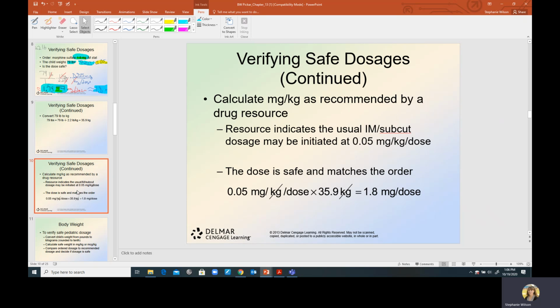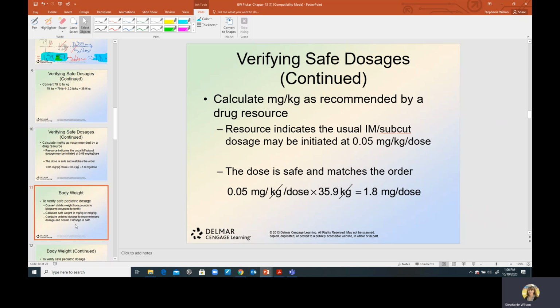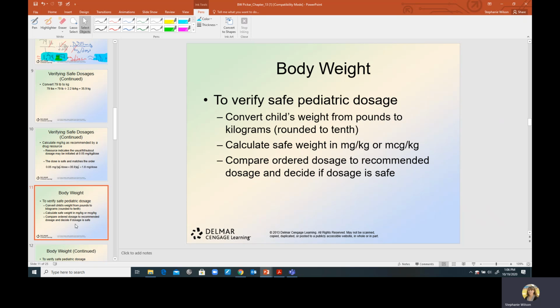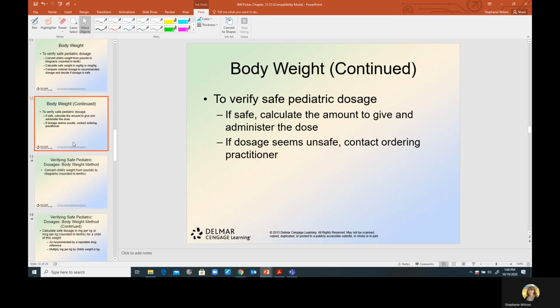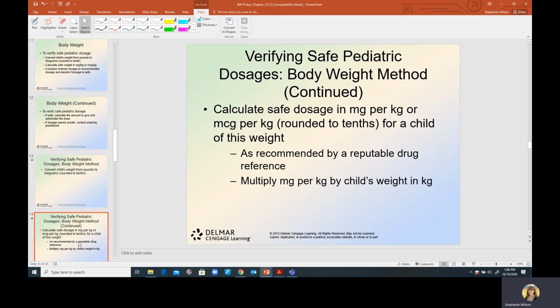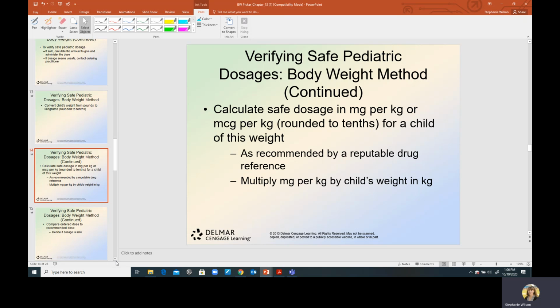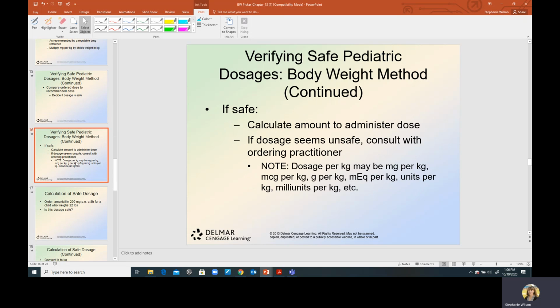So you can practice solving some of these. Let's talk about body weight. To verify a safe pediatric dosage, convert the child's weight from pounds to kilograms, and we're going to round to the nearest tenths. Whenever you're just giving me the answer of the child's weight, yes, it'd be rounded to tenths. But if I'm still calculating whether it's safe or not, please don't round, okay? So definitely read this chapter and read up on this information, and let's see if there's another example right quick.